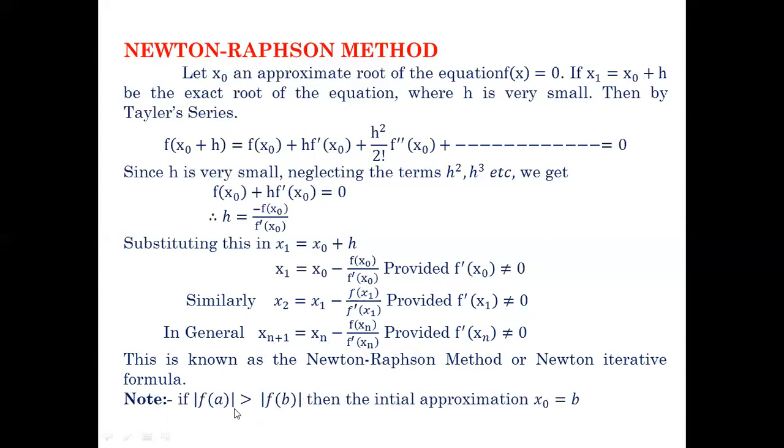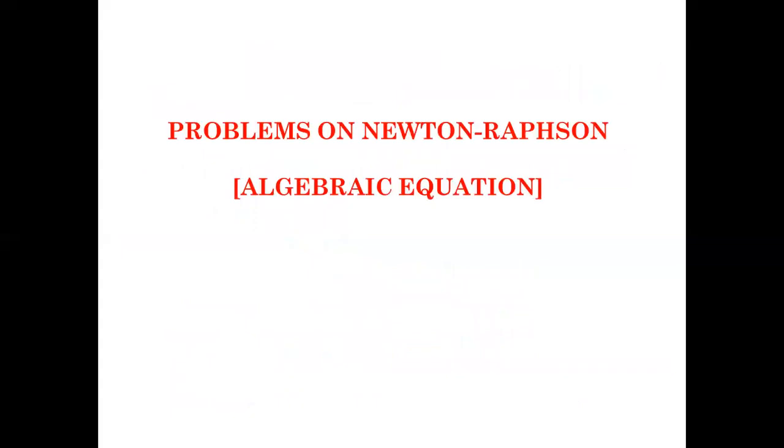Note, if modulus of f of a is more than modulus of f of b, then the initial approximation x naught is equal to b. Sometimes you can take either a or b as the approximation value. Anyway, the root is in between a and b. So now we can solve the problems on the Newton-Raphson method. That is only for algebraic equations.